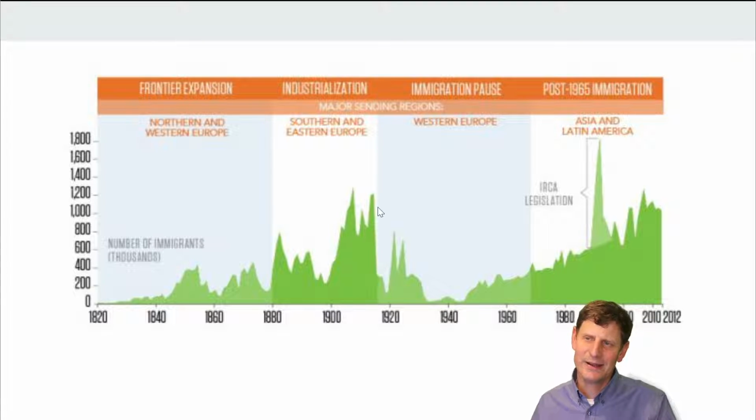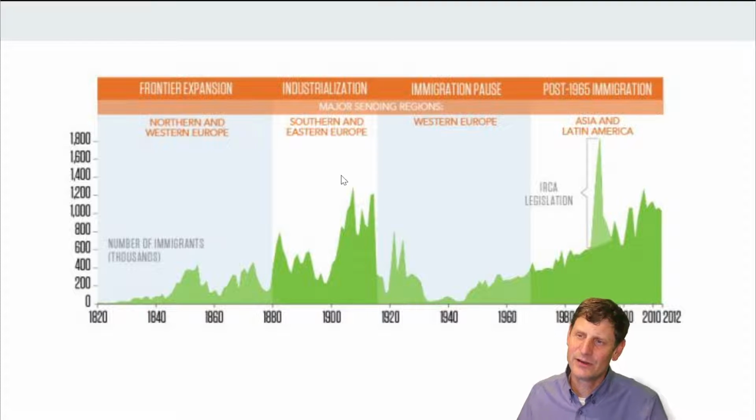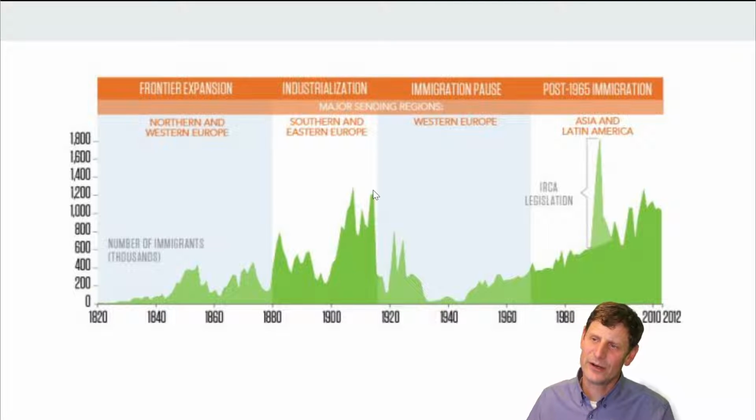So you might put that bump all the way over here to say 1930 with the start of the Great Depression. But we see a major move from Southern and Eastern Europe in here as well. And then this really slow, it's called an immigration pause here.